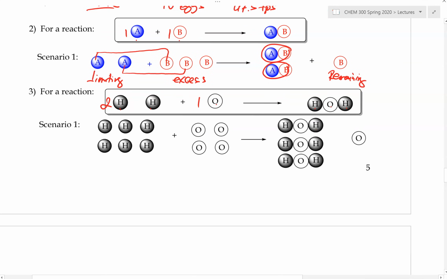And now let's say here is the scenario. We now gather our H and our O to perform the chemical reaction. And in this case, we were able to gather 6H and 4O.